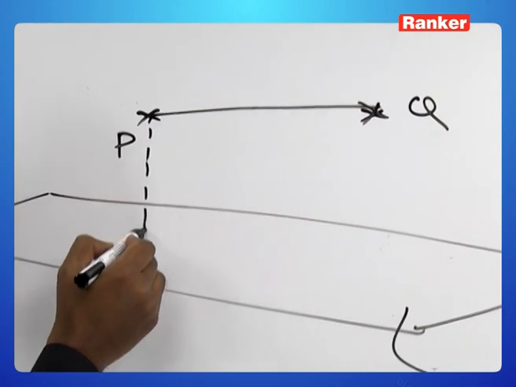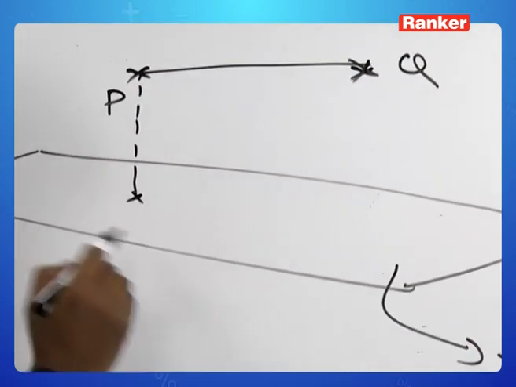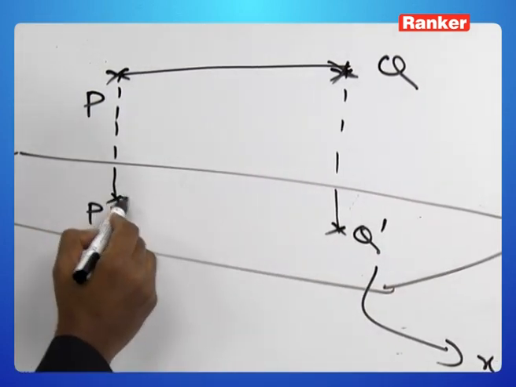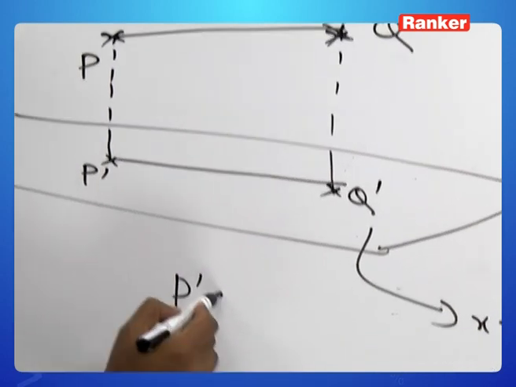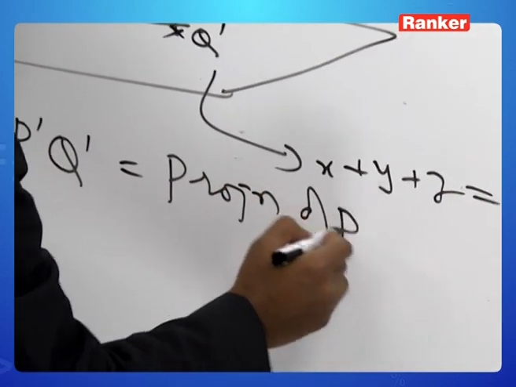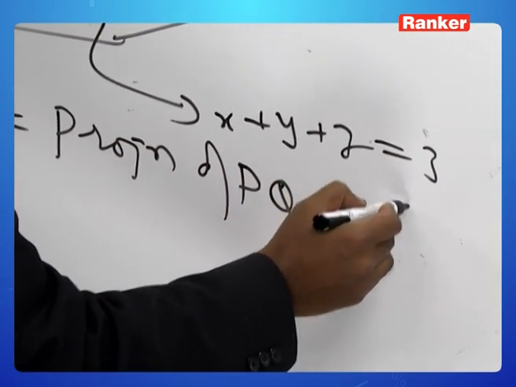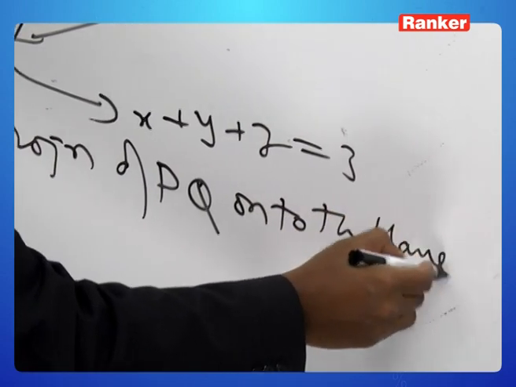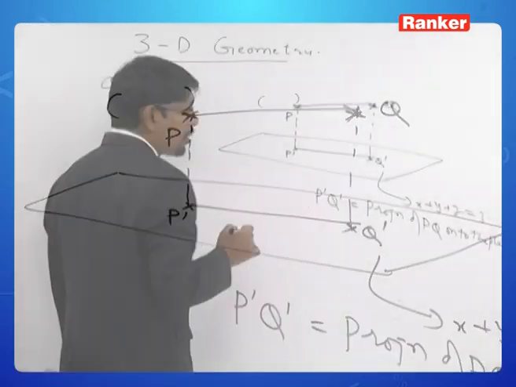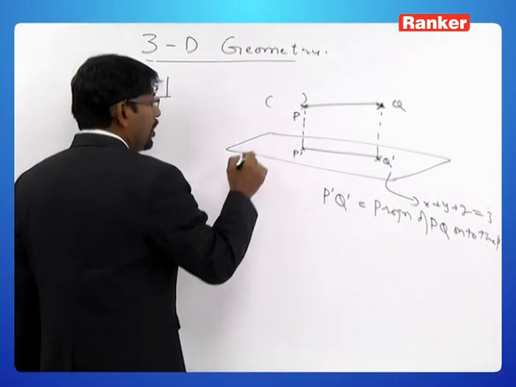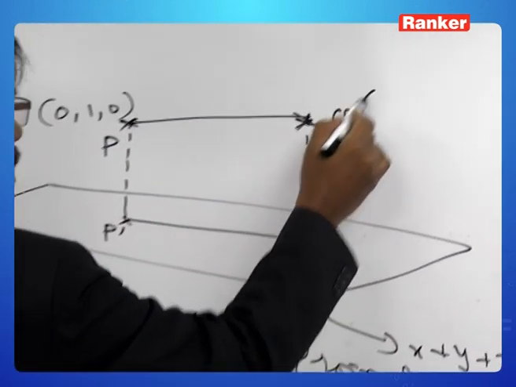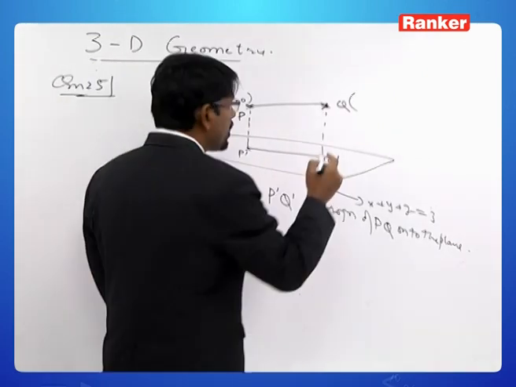So what we have to do is drop a perpendicular from P onto this plane, and from Q onto this plane. Let's call them Q dash and P dash. This length P dash Q dash is the projection of PQ onto the plane. So this is the scheme. What we need to do is find out the projection of this point P, the foot of the perpendicular from the point P onto the plane. What is this point P given by? (0, 1, 0), and this point Q is given by (0, 0, 1).